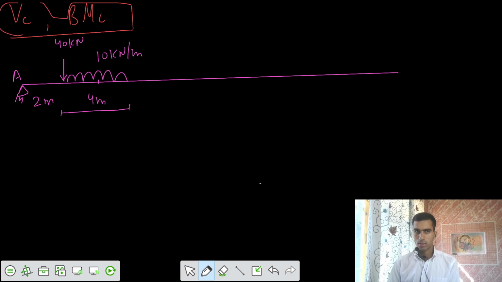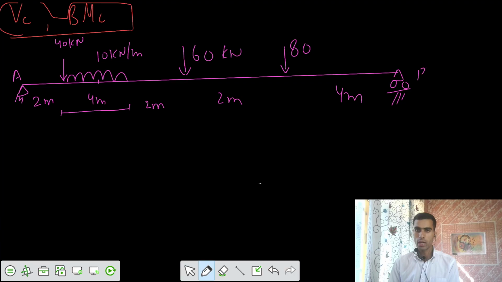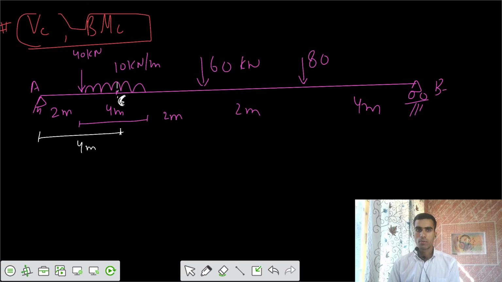After that we have 2 meters. Then after that we have a load of 60 kilonewton. After that we have 2 meters. After that we have 80 kilonewton. After that we have 4 meter and simply supported beam. So this is your roller support at B. Now the section C is at this point, that means at 4 meter from support A. On this section we need to get the shear force and bending moment.